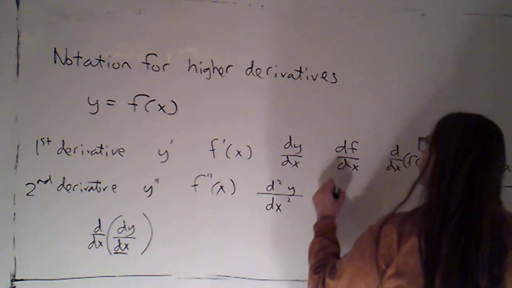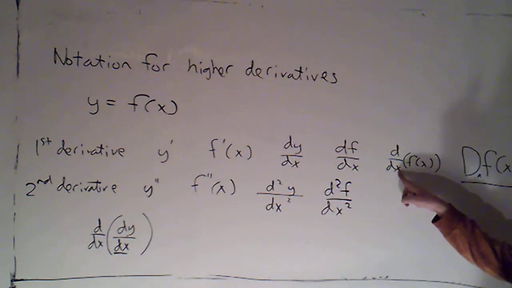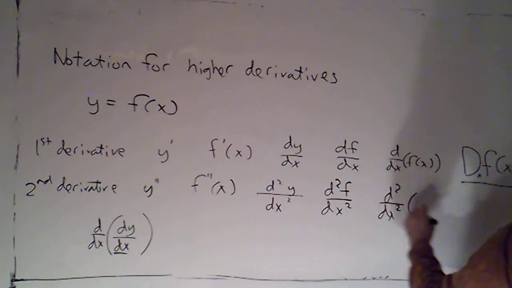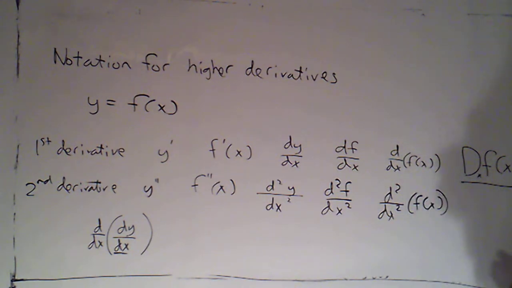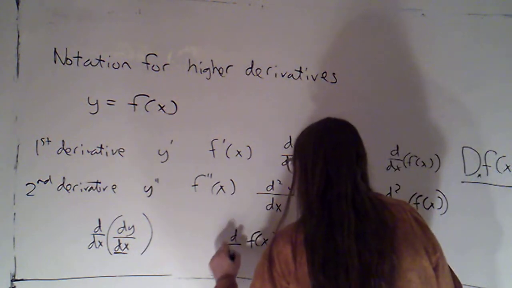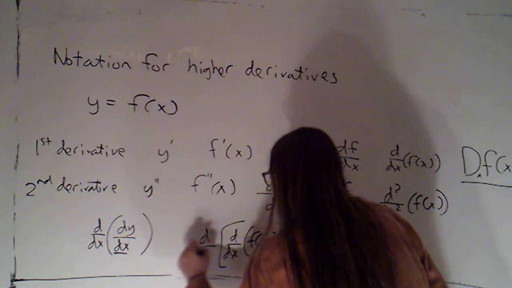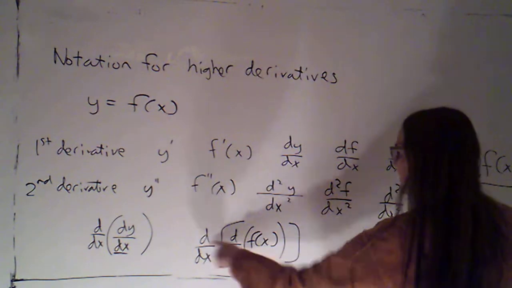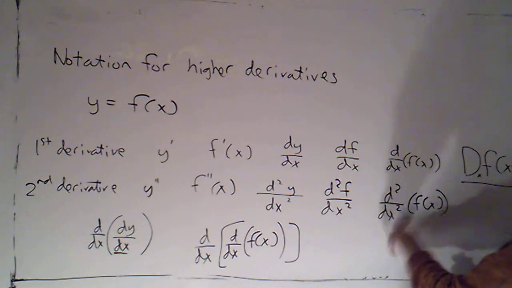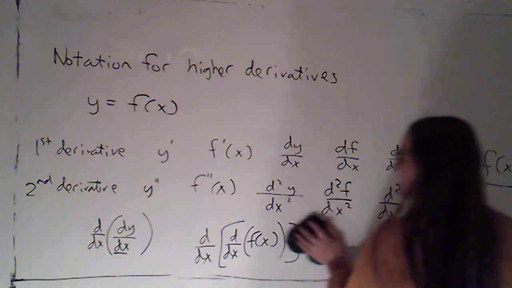Same thing here. This would be d squared f by dx squared. And here we just adjust the operator. It becomes the second derivative operator applied to f of x. Because what we did is we started with f of x. We took the derivative of that, and then we took the derivative of that again. dd is the d squared, dx dx is the dx squared. Takes a little while to get used to this notation, but there is a method to the madness.